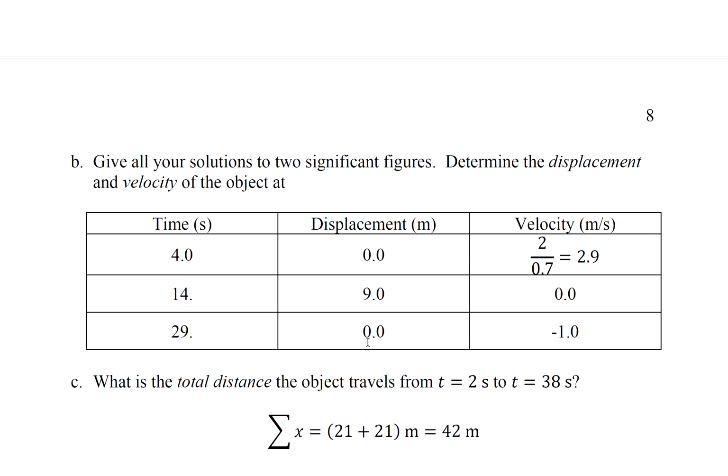So determine the displacement and the velocity at these 3 times. The displacement we could just read from the graph. And the velocity we have to take the slope. So we need 2 points.